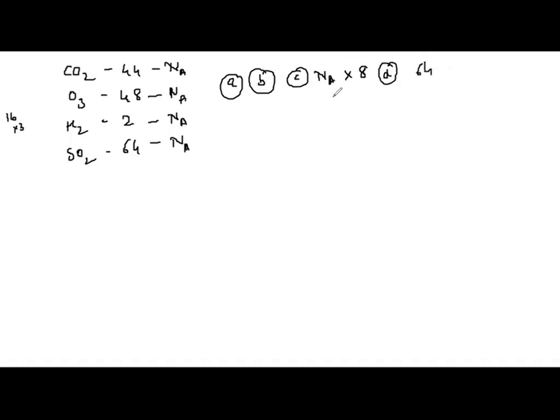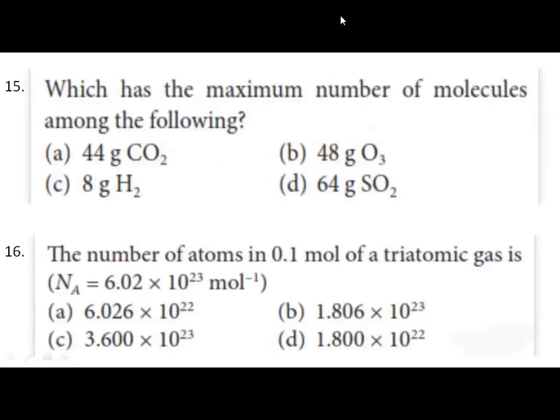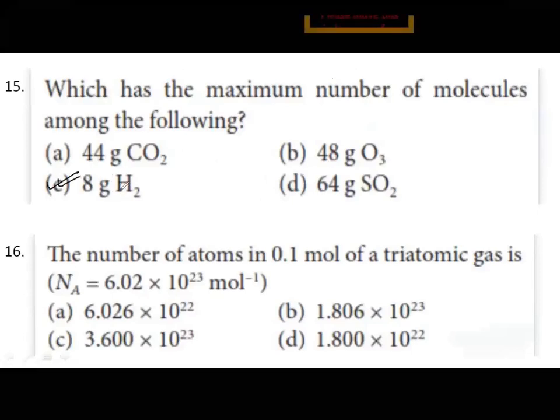So which is the correct option? It is option C, because 8 grams of H2 will have how many moles? It will have 4 moles. So it is not 8, it becomes 4 into Avogadro number, while the others have 1 mole each. Rest all of them have 1 mole each. Therefore, the correct option is 8 grams of H2. This is how we solve it.